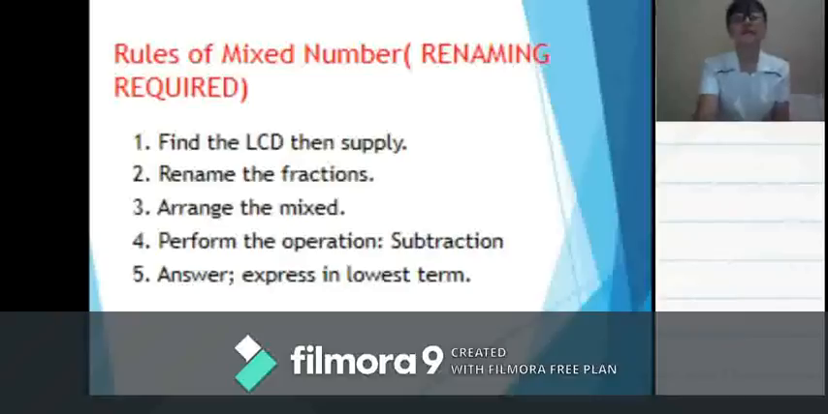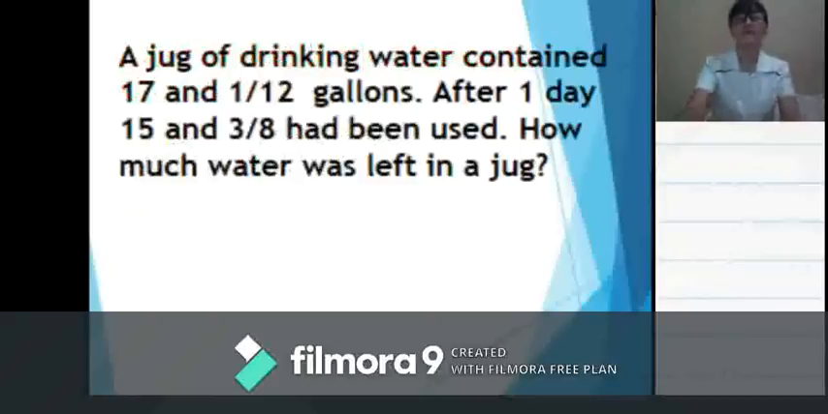Then, after changing this, perform the operation of subtraction. Okay? So, perform the operation of subtraction. Then, the answer should be expressed in the lowest term. So, those are the rules for mixed numbers by renaming. Should be recorded. Okay. So, in order to understand this clearly, applying these rules of mixed numbers, let's have an example to support this concept.